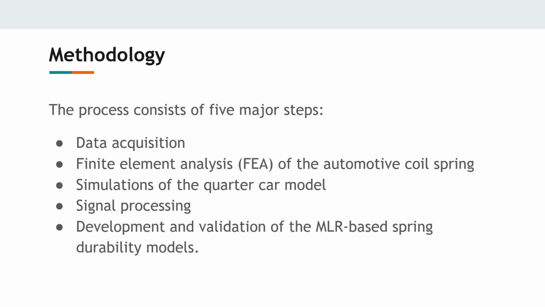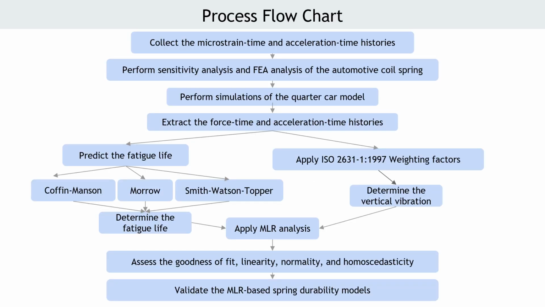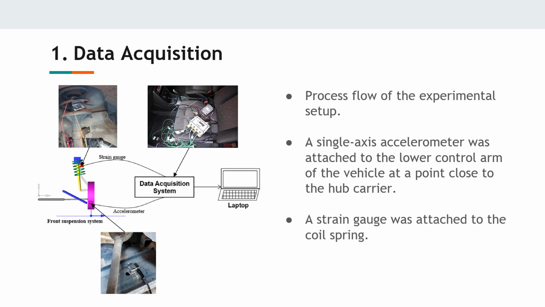The methodology adopted in this study consists of five major steps: data acquisition, finite element analysis, simulation of the quarter car model, signal processing, and development and validation of the MLR-based spring durability models. This is the flowchart of the methodology adopted. In this study, a 1300cc sedan was chosen as the case study vehicle. This car model has a front McPherson strut suspension system.